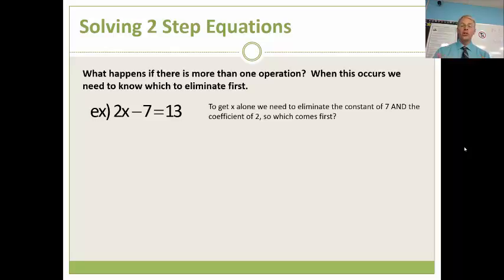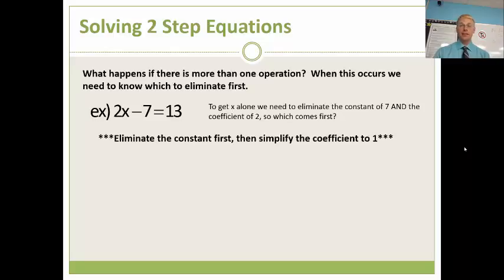Now that we have two possibilities, two things we need to get rid of, now order comes into play. Which one do we get rid of first, or does it even matter which one we get rid of first? And the answer is yes, it does matter. And we have a specific order here. First, we're going to eliminate the constant, then we're going to eliminate the coefficient. Eliminate constant, eliminate coefficient. Keep it in that order here.